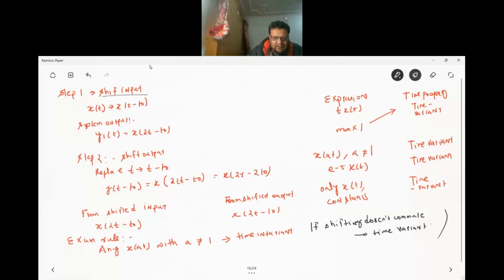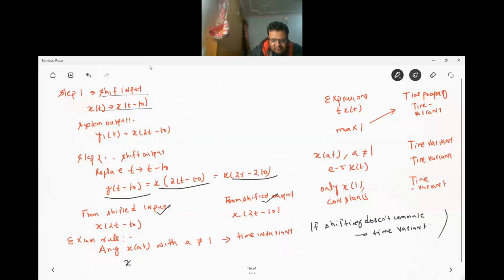Now shift the input, x of t is x of t minus t naught. System output will become y1 of t, x of 2t minus t naught. But now the shifted output is t minus t naught, so y of t minus t naught gives you x of 2t minus t naught. So the shifted input gives x of 2t minus t naught, and from the shifted output you get x of t minus t naught. So that means it is not equal.